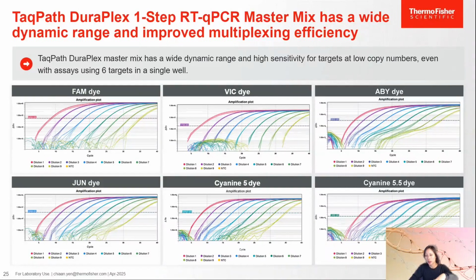So here I'm displaying a 6-target reaction using Duraplex as the master mix. And I have a serial dilution of 9 different concentrations. As you can see here, all 6 different targets amplified beautifully, consistently, with similar spacing between the serial dilution. So with wide dynamic range, you will have less worry about losing the amplification of certain targets with scale up.